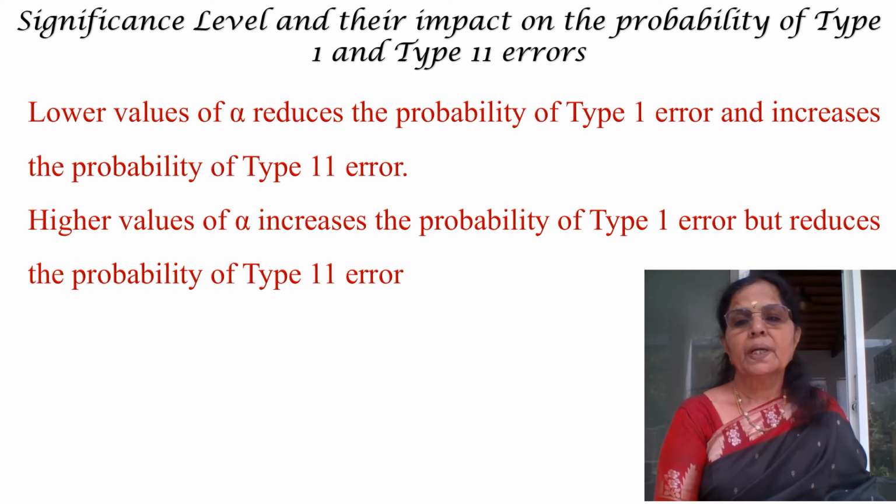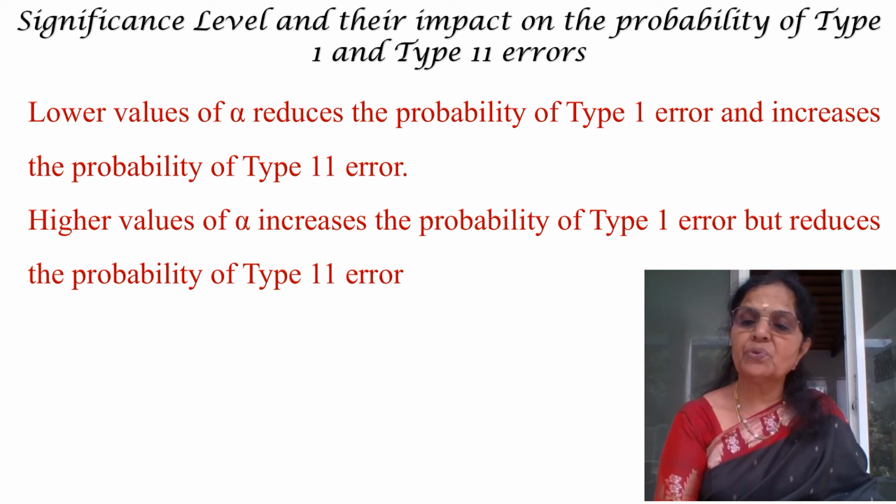And now, never forget this. One more golden rule in hypothesis testing. That is, lower values of alpha reduce the probability of type 1 error and increase the probability of type 2 error. Conversely, higher values of alpha increase the probability of type 1 error but reduce the probability of type 2 error. You should never forget this rule.